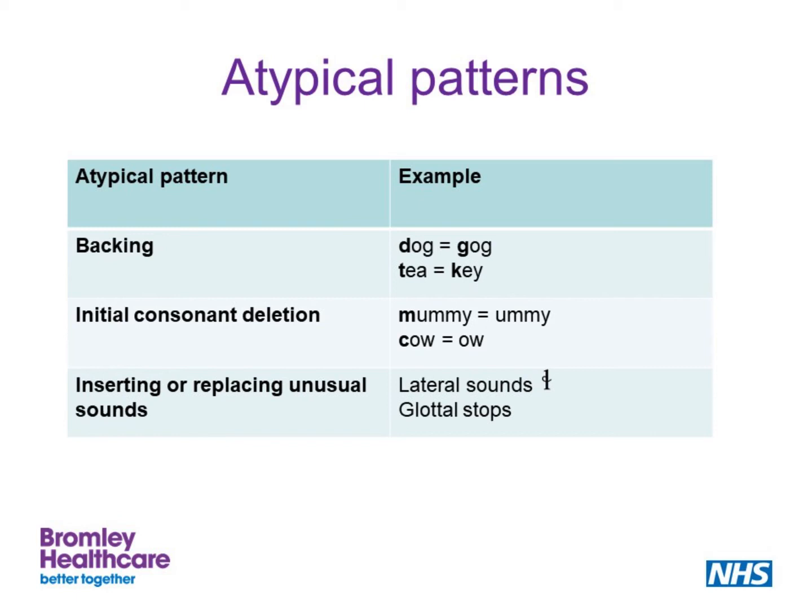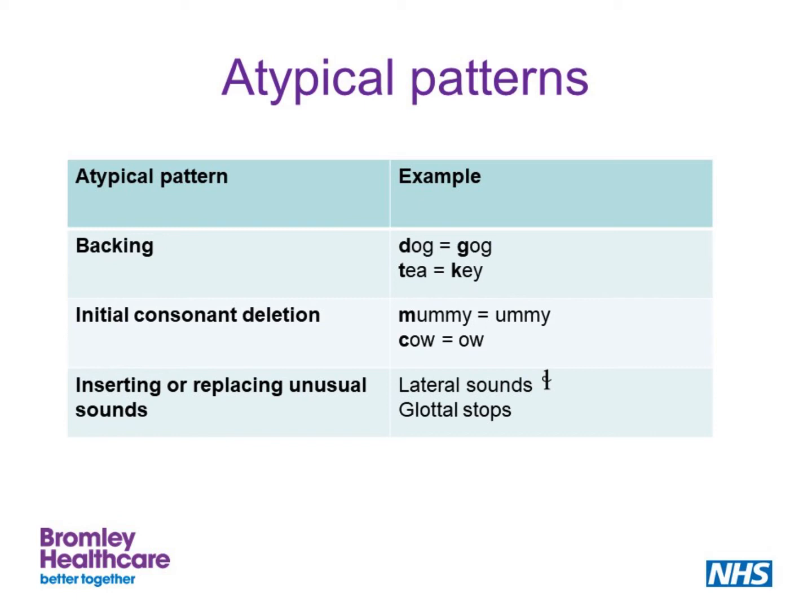Aside from an underlying phonological difficulty, this can also be caused by excessive use of a dummy. This is because when a child is using a dummy, it prevents the tongue tip from lifting up to produce front sounds like t and d, and the tongue has no option but to lift up at the back and produce k and g instead. Over time, this can become habitual and result in backing.